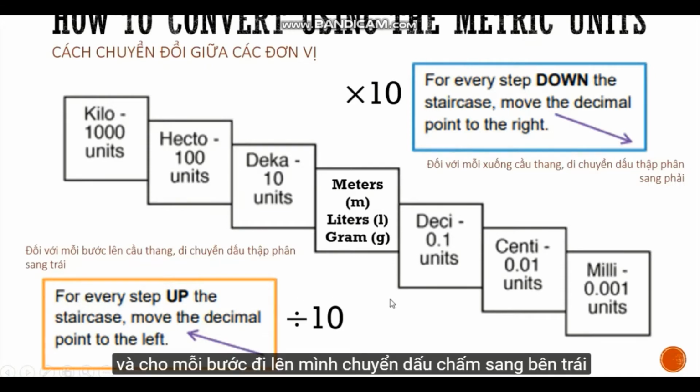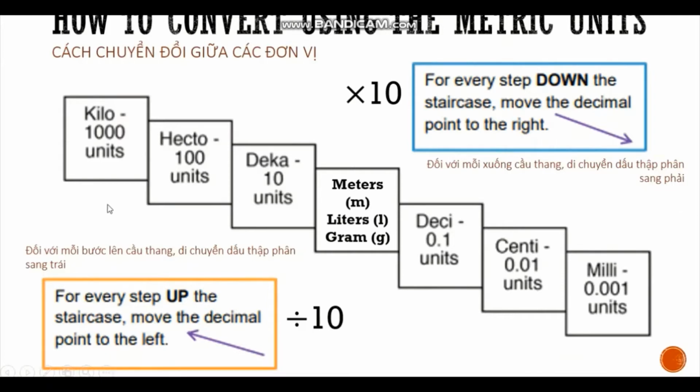And for every step up the staircase, we move the decimal point to the left. For instance, moving from the base unit to deca would be dividing by 10, to hecto would be dividing by 100, and to kilo would be dividing by 1000.